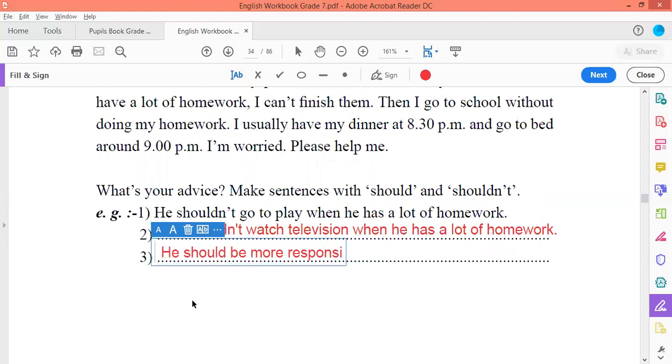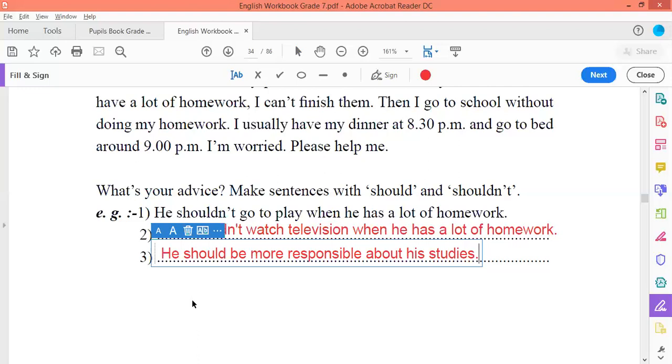Now, he is in grade 7. He's a big boy. Right? He's a big boy. He should be able to manage his homework. He should be more responsible about his studies. Just watching television and just playing with friends are not enough. A child has to learn as well. Okay, he should be more responsible about his studies.